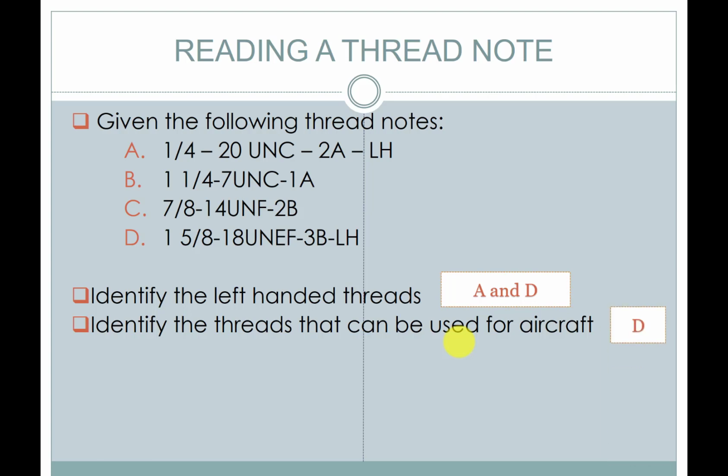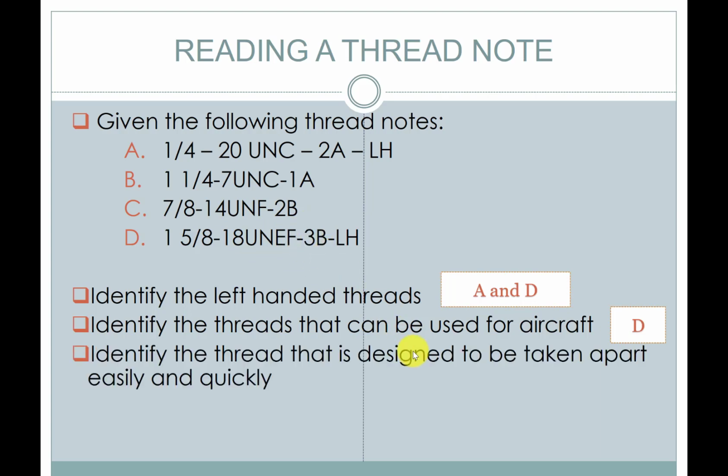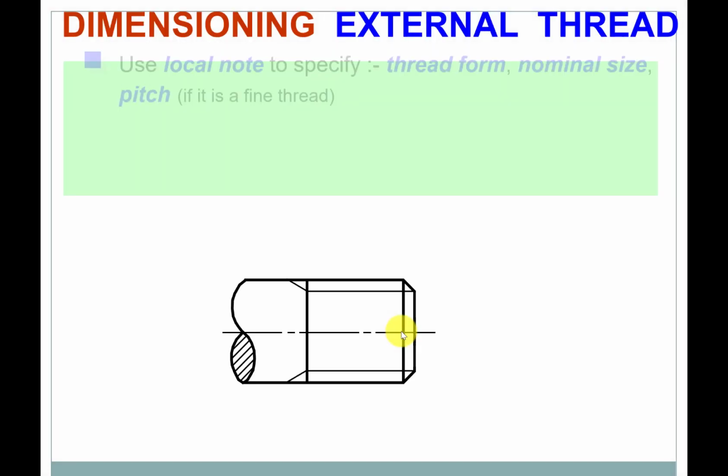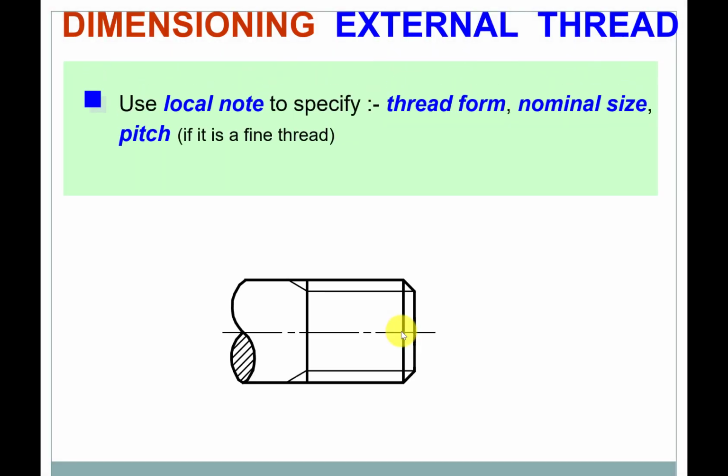Identify the threads that can be used for aircraft. The answer is D, because of the number 3, which represents a stricter fit. Now identify the thread that is designed to be taken apart quickly and easily, which is B, because of the number 1, loose fit. Identify the internal threads, which are C and D, because of the letter B.